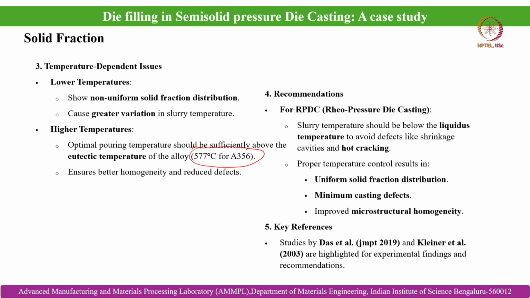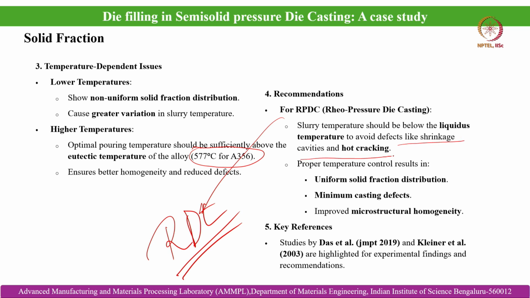So accordingly the pouring temperature should be chosen, and also a relatively higher pouring temperature, though of course still below the liquidus temperature of that particular alloy, to take advantage of semi solid die casting, or more appropriately Rheo die casting, RDC. So it ensures better homogeneity and reduced defects, and the recommendations are for RDC. Slurry temperature should be below the liquidus and above the eutectic temperature to avoid defects like shrinkage cavities and hot cracking. And proper temperature control results in uniform solid fraction distribution, minimum casting defects, and improved compositional attributes, so reduced segregation and improved microstructural homogeneity.